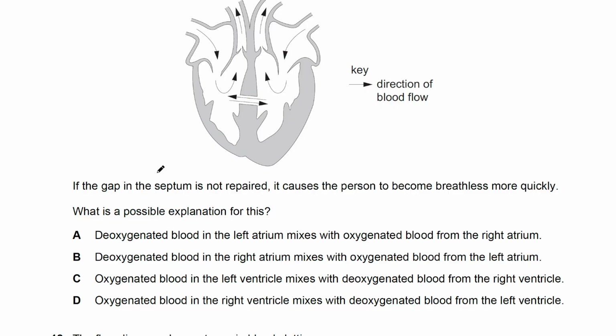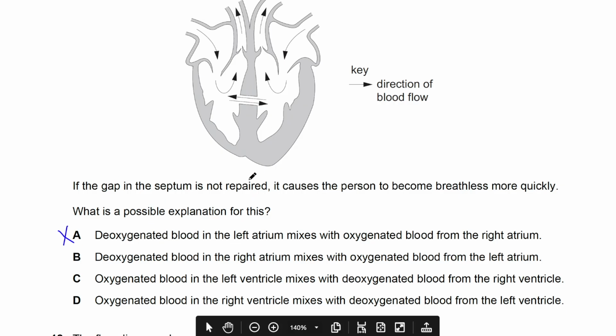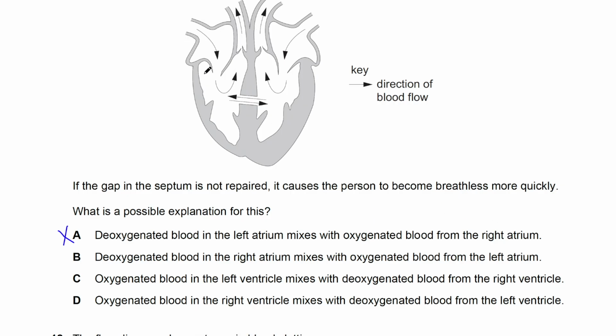Let's read the options. A. Deoxygenated blood in the left atrium mixes with oxygenated blood from the right atrium. We have two mistakes here. First of all, the hole is between the ventricles, not the atria. Then, in the left atrium, we have the oxygenated, not the deoxygenated, so A is wrong. Moving to B. Deoxygenated blood in the right atrium mixes with oxygenated blood from the left atrium. Again, the same concept, the hole is between the ventricles, not the atrium.